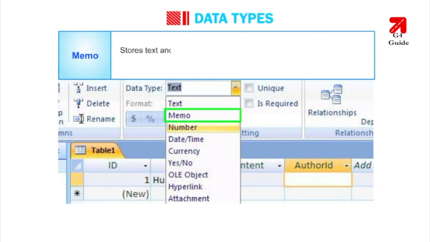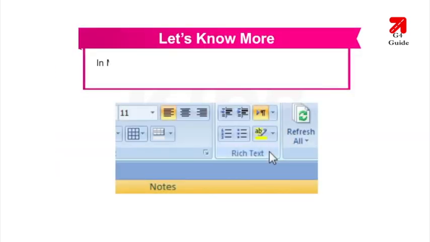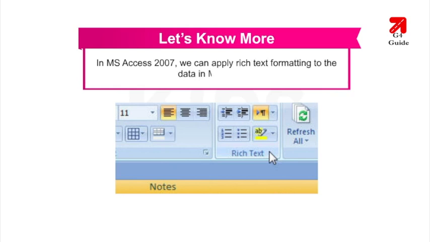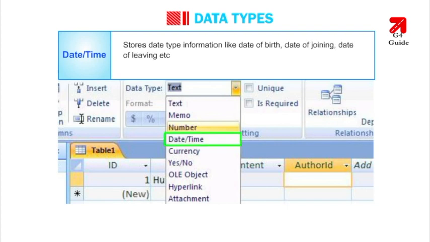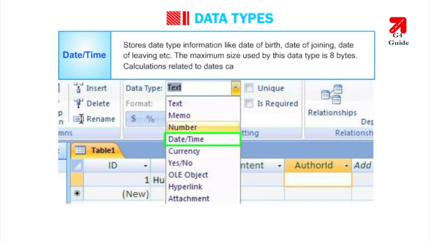Memo stores text and numbers up to 65,535 characters. It is used for descriptive fields. Students, in MS Access 2007, we can even apply rich text formatting to the data in a memo field. Date or time stores information like date of birth, date of joining, date of leaving, etc. The maximum size used by this data type is 8 bytes. Calculations related to dates can be done in this field type.